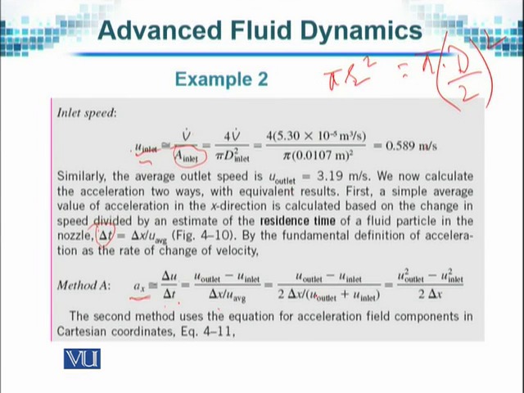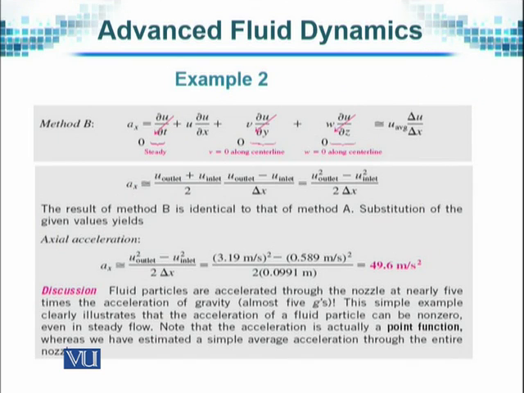If we calculate and work it out, it turns out to be u outlet square minus u inlet square divided by 2 times delta x. In Cartesian coordinates, the acceleration in x direction turns out to be this one. Now we try to see the second method, and we quickly go over it.